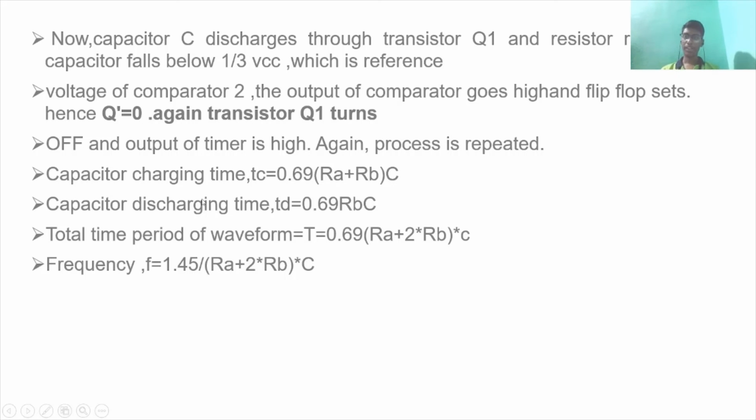In this case, the capacitor charging time Tc is given by 0.69 (Ra plus Rb) into C. The capacitor discharging time TD is equal to 0.69 Rb into C. The total time period of the waveform T is equal to 0.69 (Ra plus 2 Rb) into C. Frequency F is equal to 1.45 by (Ra plus 2 Rb) into C.